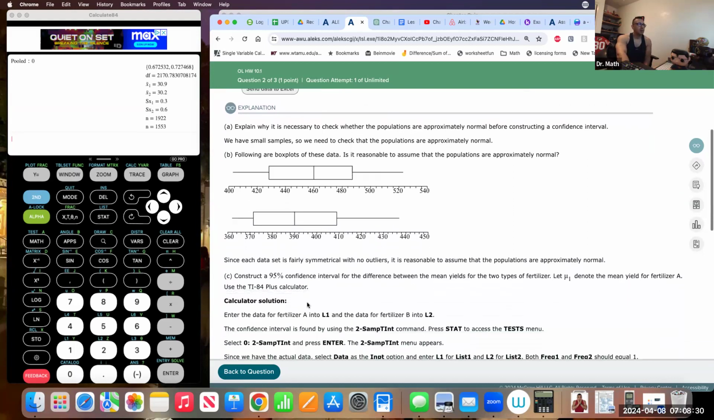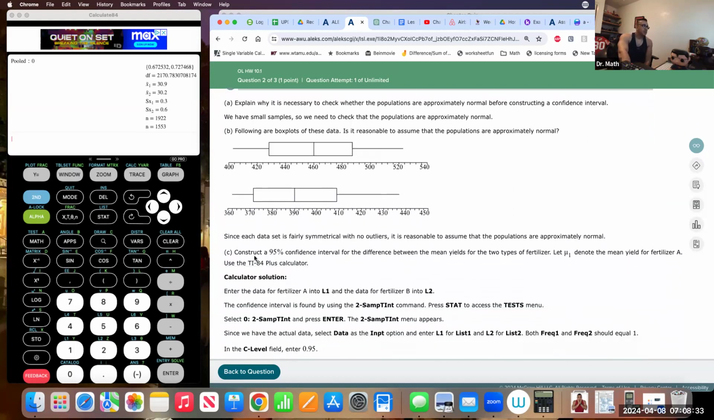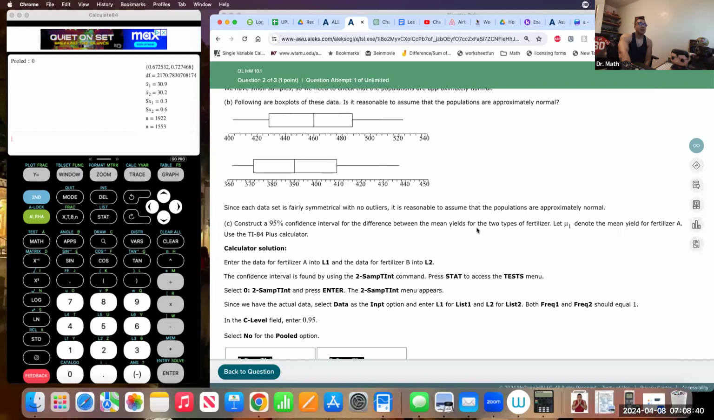So that allows us to go ahead and proceed with constructing a 95% confidence interval for the difference between the mean yields for the two types of fertilizer. So what's going to be the main difference in means, in terms of the average weights? Because I want to say, should I use fertilizer A or should I use fertilizer B? Or maybe I just want to see, is there a big difference, and is it worth it, because maybe there's a price difference? So a lot of questions I could answer here.